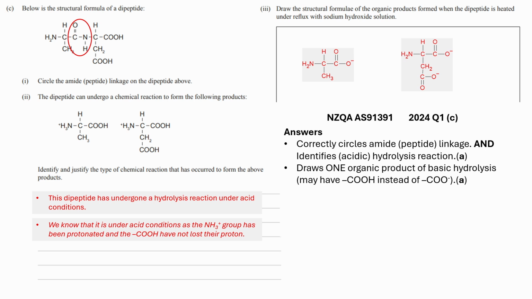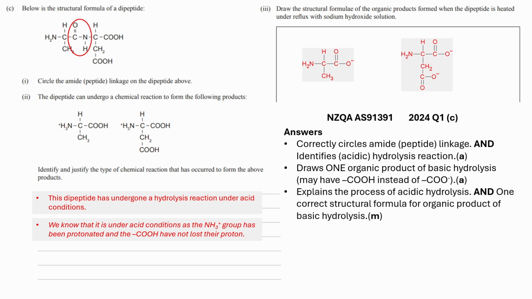But I wouldn't let you away with it. I don't think. You should know that, and remember, when it's in basic conditions, the carboxylic acid loses its proton. Okay, and if you wanted a merit, you need to explain the process of acidic hydrolysis and give one correct structural formula for the organic product of basic hydrolysis. And if you wanted an excellence, everything has to be correct, right? So you have to explain here and get both products correct with having the correct charges on the carboxylic acids.